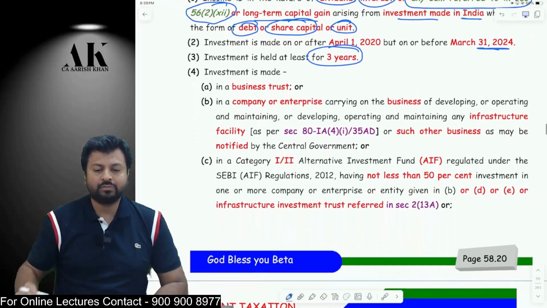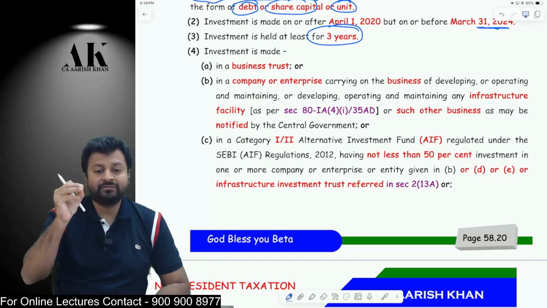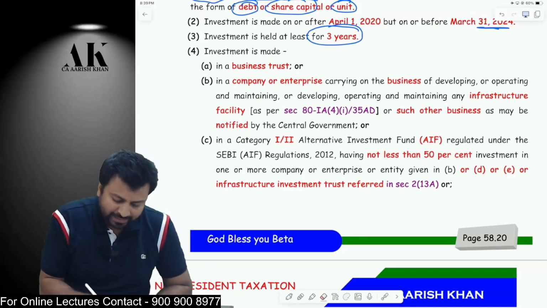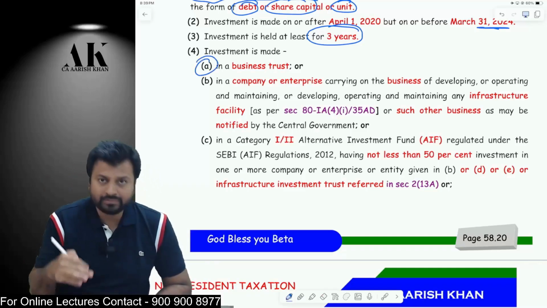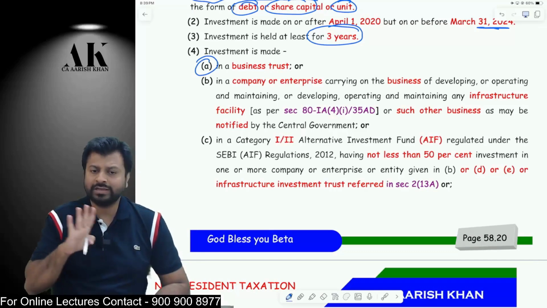Now, the last thing and the most important thing of this section, where they will make an investment. They will make an investment in 5 different sectors. First, they will make an investment in business trust, and from the business trust, they will earn some interest, dividend or capital gains that will be covered over here, which is exempt.